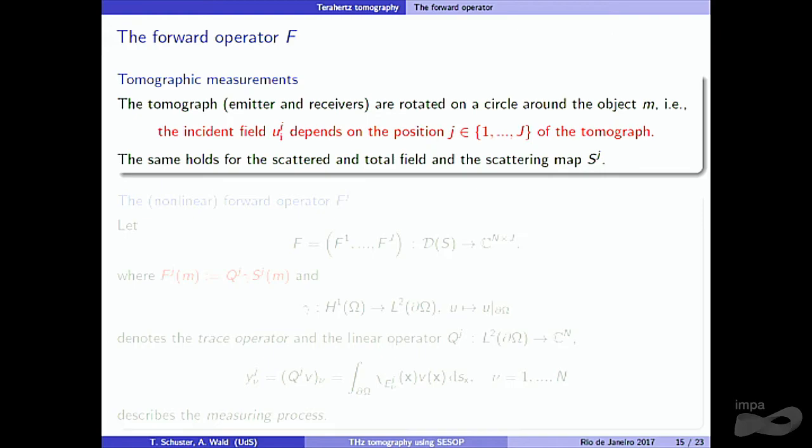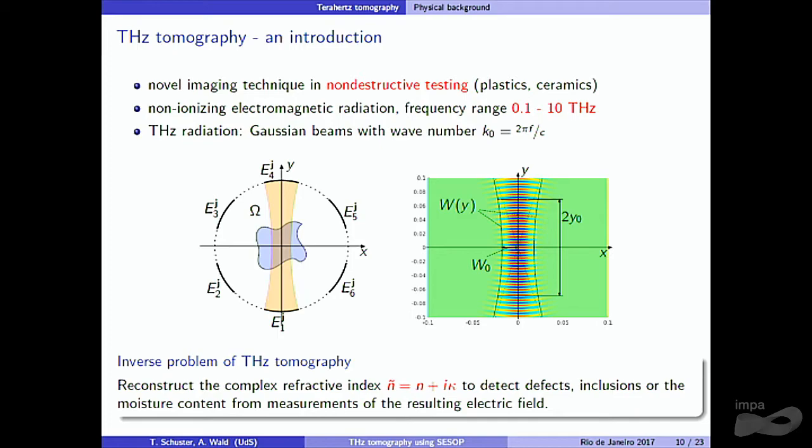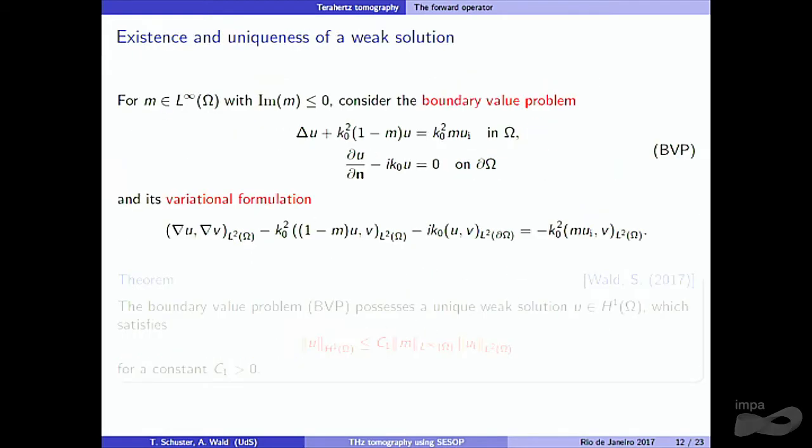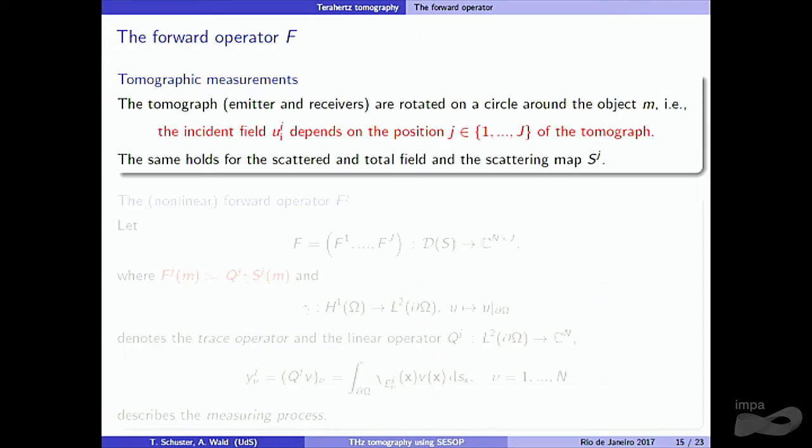So the emitters are rotated on a circle around the object, and the incident field u_j^i depends on the position then. Again, if we look at this picture, you have here rotation about this origin, and from each such emitter you send out a Gaussian beam. So of course, the data depend on the position. There are finally many positions, and the same, of course, holds for the scattered and the total field.